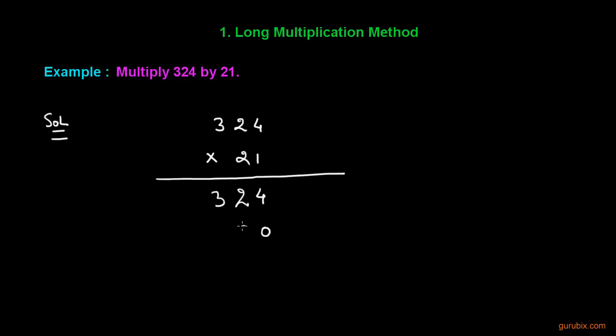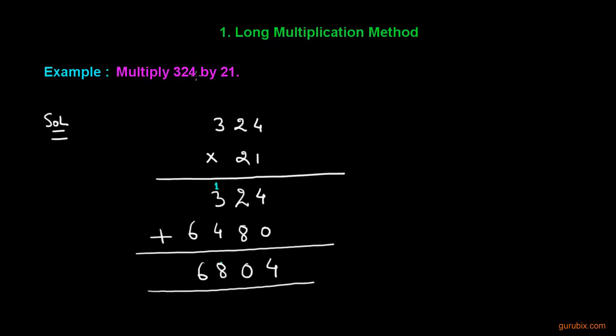4 times 2 means 8, 2 times 2 is 4, 3 times 2 is 6. Now we shall add these two numbers. 4 plus 0, 4, 2 plus 8, 10. We shall write 0 here and carry 1 here. 1 plus 3, 4, 4 plus 4 is 8, and 6 here. So this is the multiplication of 324 and 21.